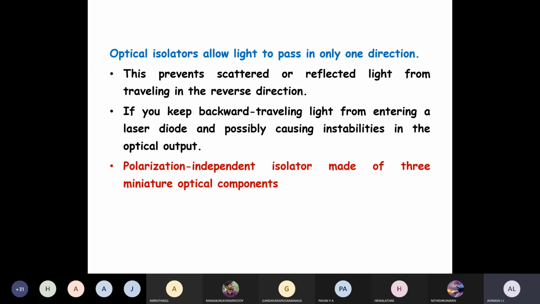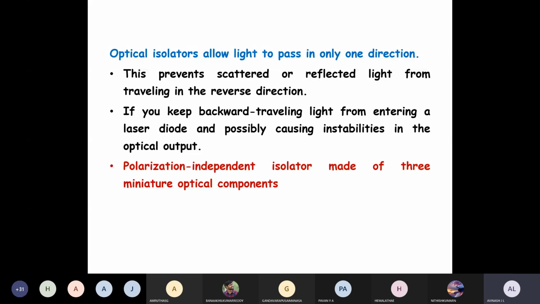This prevents the scattered or reflected light from traveling in the reverse direction. Sometimes what happens when the wave is moving from one side to another side, some scattering and reflection may happen. When that reflection and scattering is happening, it may bounce back. So if you are using optical isolators, that bouncing back will be avoided.